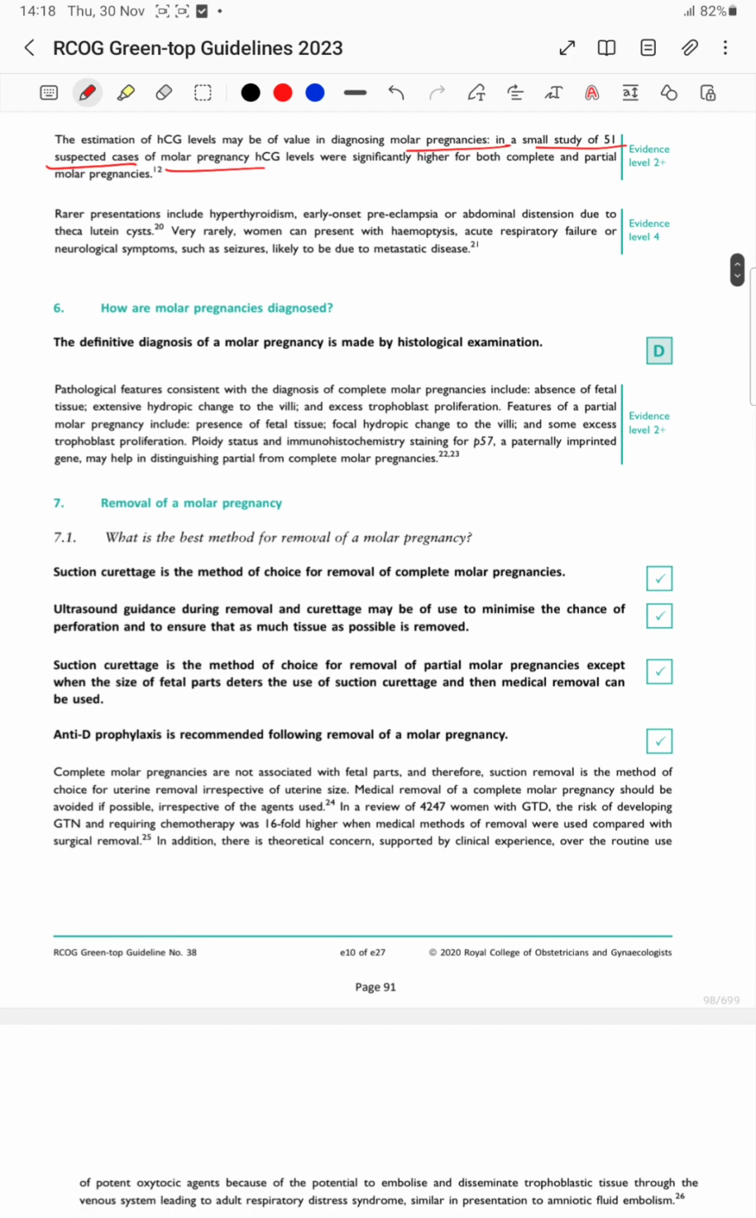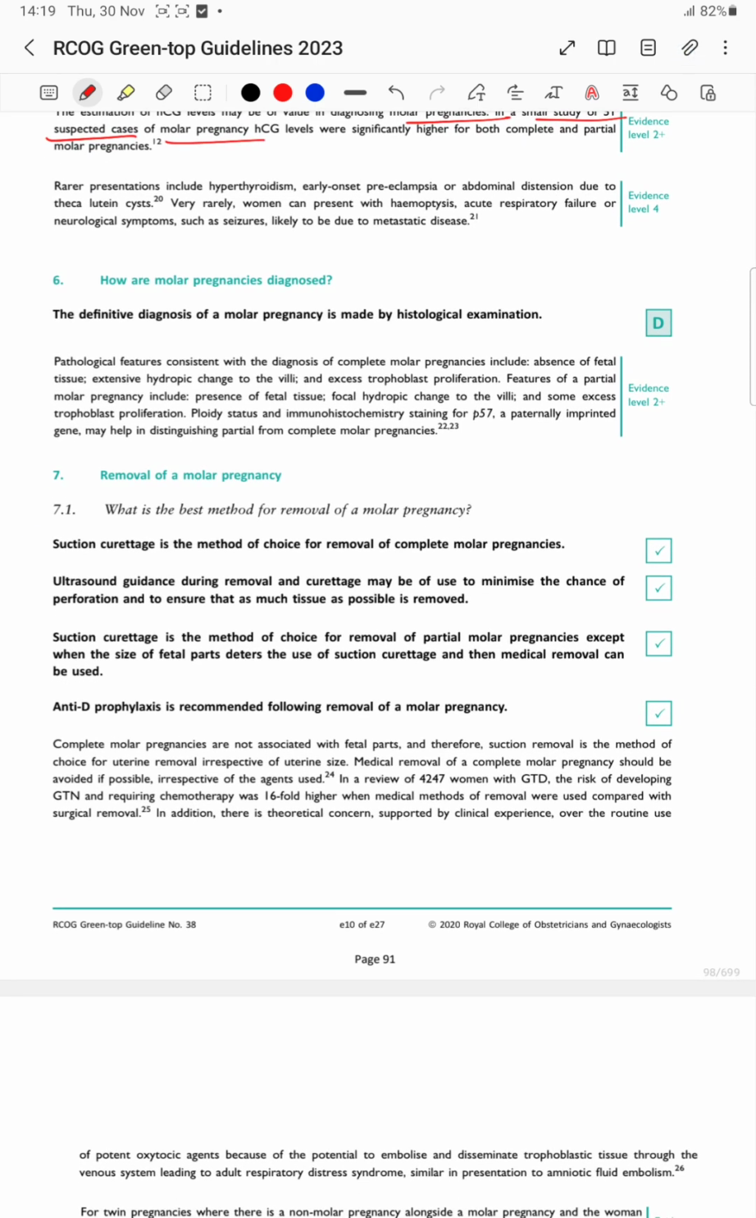The rare presentations include hyperthyroidism, early onset preeclampsia, or abdominal distension due to theca lutein cyst, and very rarely women can present with hemoptysis and acute respiratory failure or neurological symptoms such as seizures likely to be due to metastatic disease.